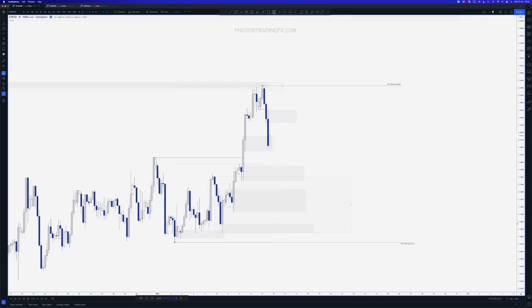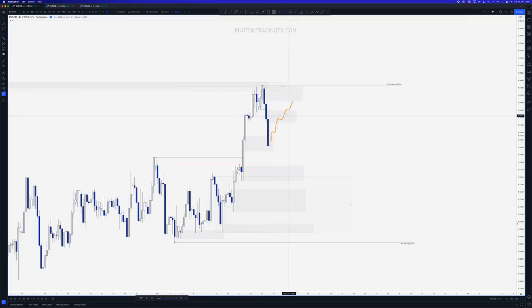Now the zone I much prefer is this zone here. Because this one swept the liquidity behind that high, it mitigated the daily and 4 hour zone, and it led directly to the CHoCH. And it's the extreme. So we are going to get a bit of a pullback from here, and we're going to sell.